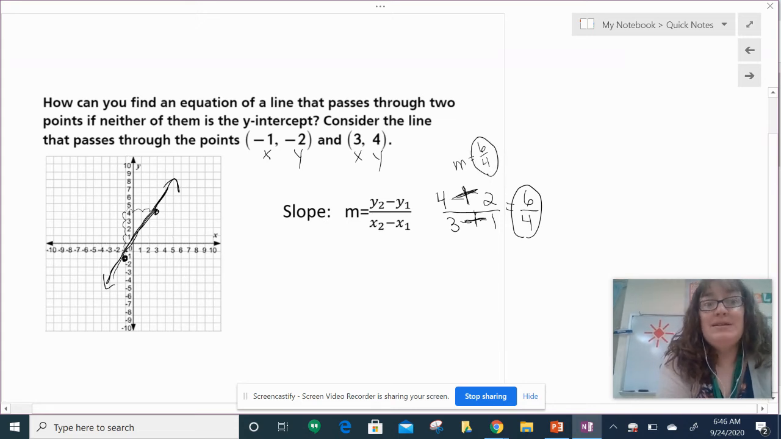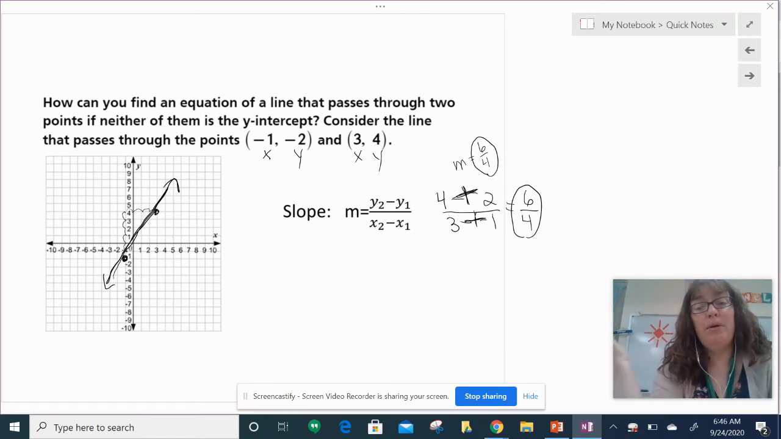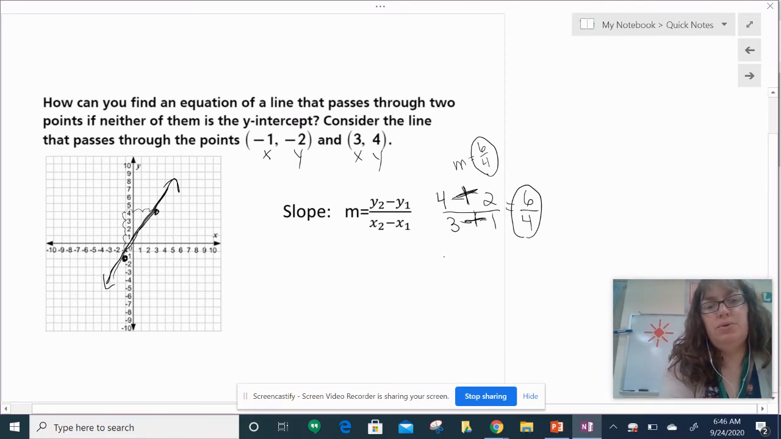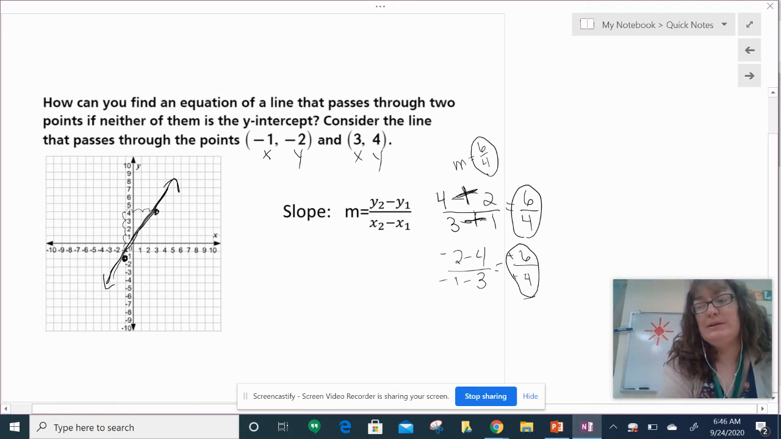The slope formula is nice if you don't want to graph, or if your points are so big that it would be hard to graph those points. Again, let me just show you it doesn't matter which point you use. So we could also do -2 minus 4 over -1 minus 3. And in doing that, I end up with -6 over -4. But the negatives cancel out, so I still end up with that same slope of 6/4.